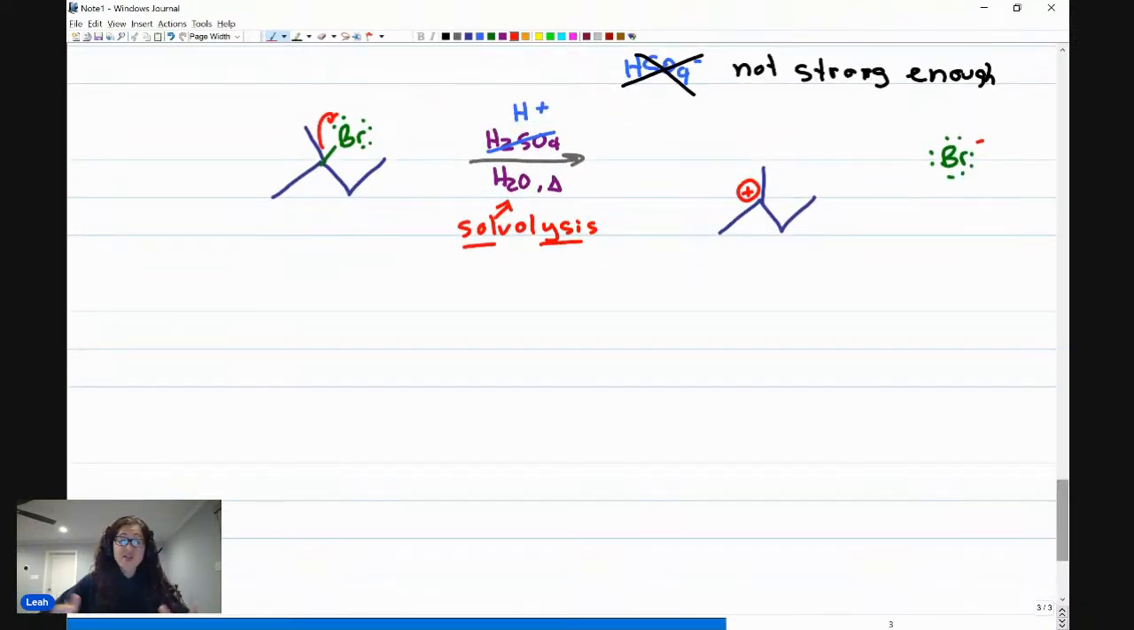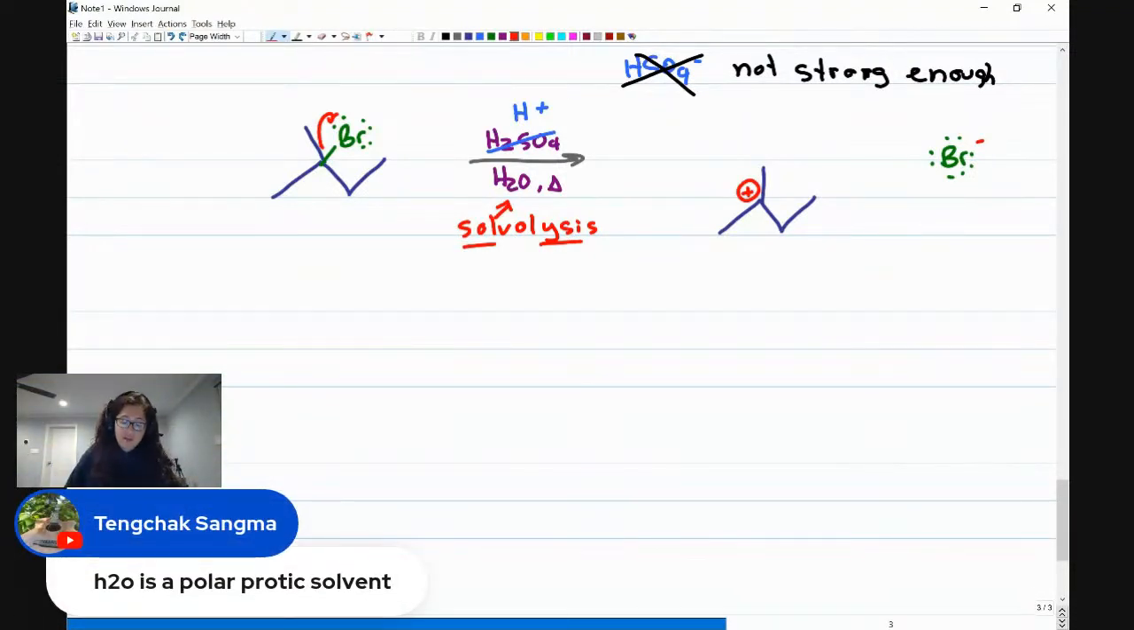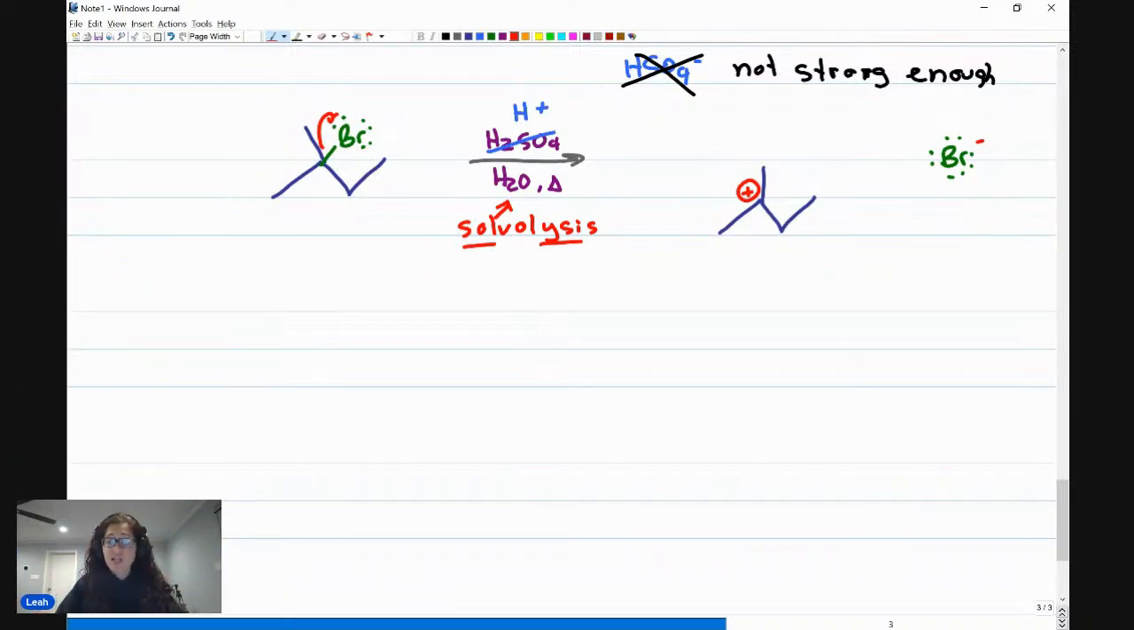And so something else is potentially going to attack. In this case, we said we have a solvolysis situation where the water is acting as the base. And yes, water, H2O, is a polar protic solvent. This is very helpful for an E1 reaction because the polar protic solvent is going to surround all the charges. The partially negative oxygen on water will stabilize the carbocation. The partially positive hydrogens on water will stabilize that Br minus. It's very ideal for a reaction that has a lot of charges. So yes, on the polar protic solvent.